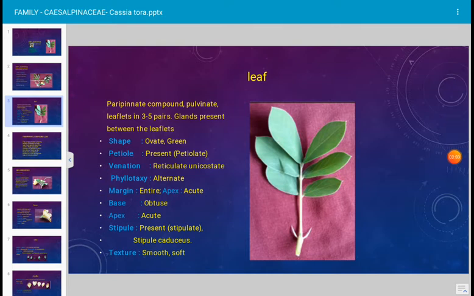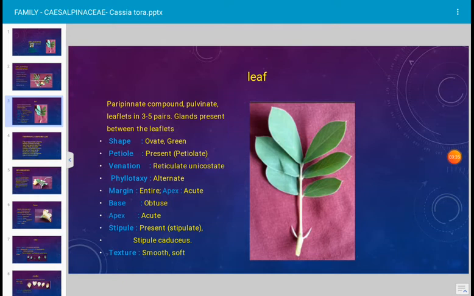And how many leaflets are there? Here there are 3 pairs of leaflets, but 3 to 5 pairs of leaflets occur in Cassia tora, family Cisalpinaceae. Okay, glands are present between the leaflets. And how is the shape of leaflet? Shape of leaflet is ovate, oval shaped, and it is green in color.